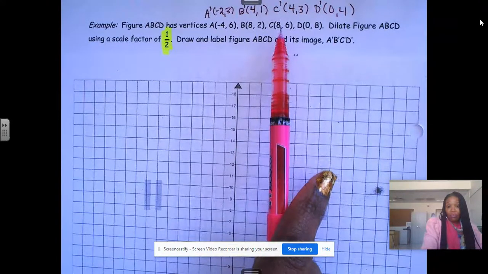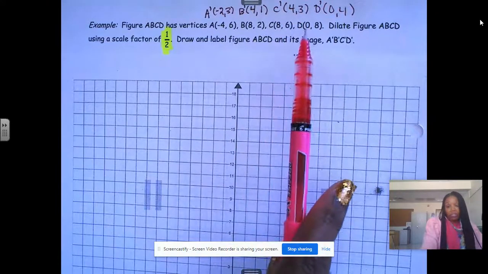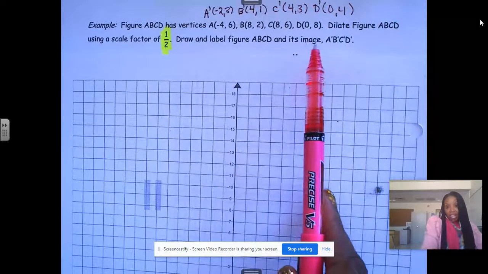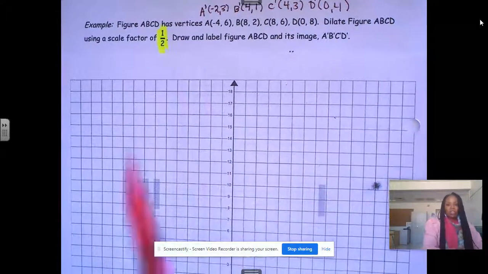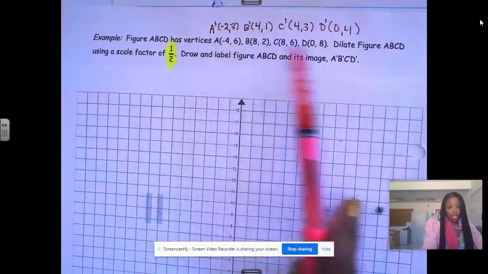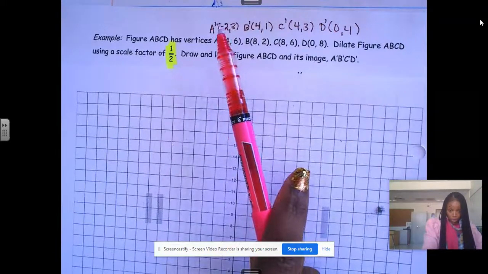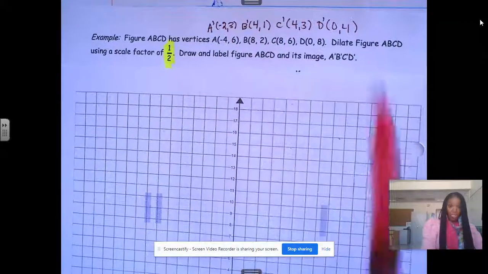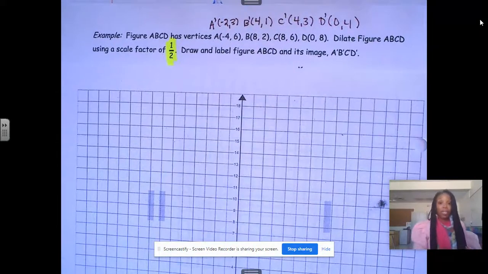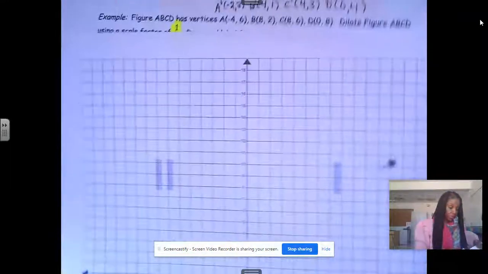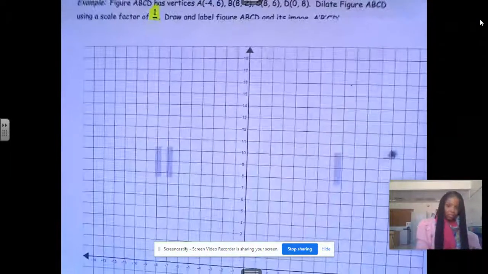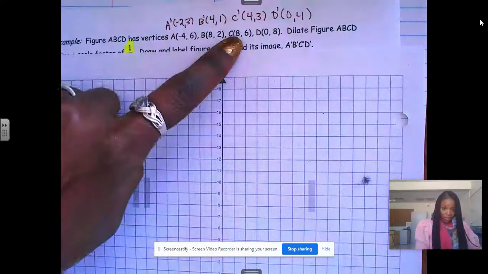And then I have 4, 3 as my new coordinate. 0 is just 0, and then I took half of 8 to give me 4. Now that is my pre-image. I mean, that's my image. That's my new image because I have my little tick marks. So all I'm going to do now is plot my pre-image, my beginning image, using the coordinates that they gave me right here. These, A, B, C, D.